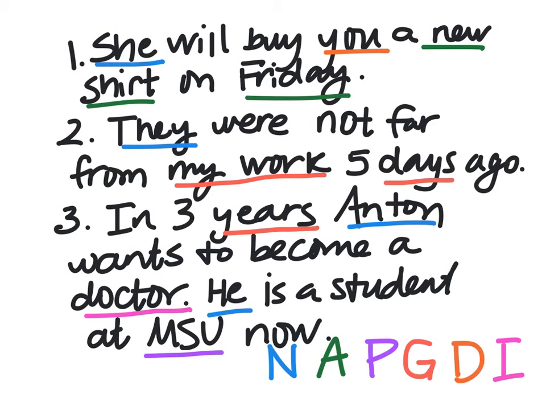They is the subject. They were not far from my work. От. So genitive case. And then 5 days. 5 дней. In 3 years, again, we have this number, so genitive case. Anton's the subject. He wants to become a doctor. After стать, we'll want instrumental. He is nominative, and he's a student at MSU. Is a little bit tricky because in Russian we wouldn't even probably say student. We would say он учится в Мичиганском государственном университете. So then that will be prepositional.